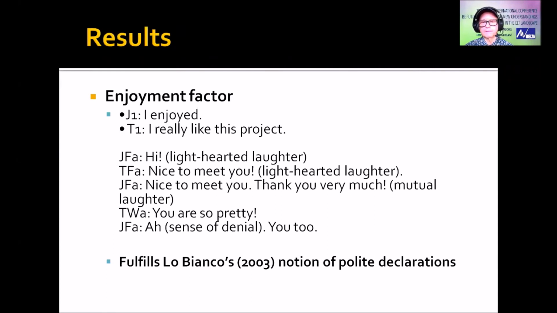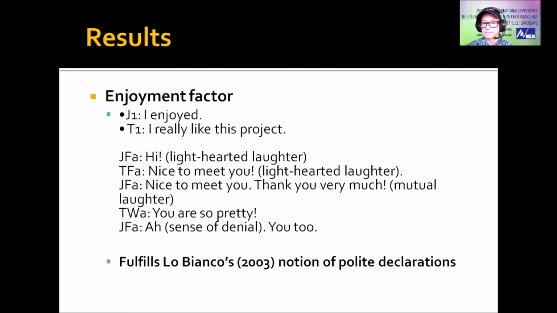And the first factor that we found was enjoyment. Enjoyment is a key factor in this kind of study. It enhances, it fulfills Lobianco's notion of politeness.